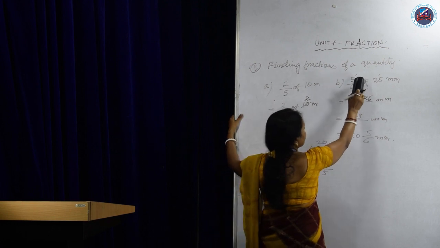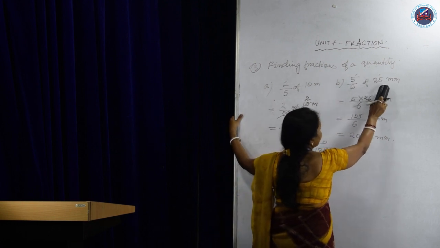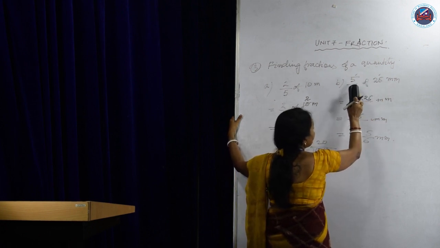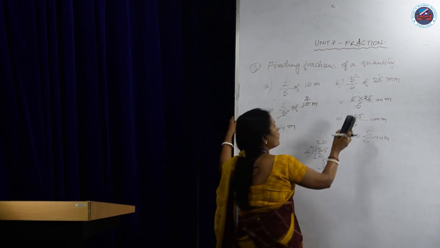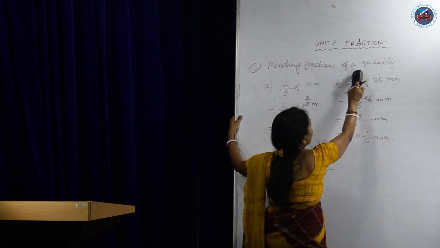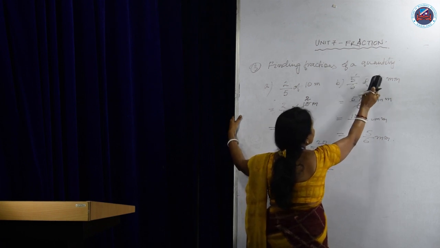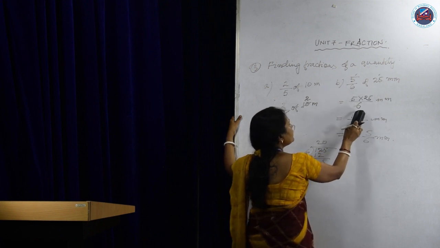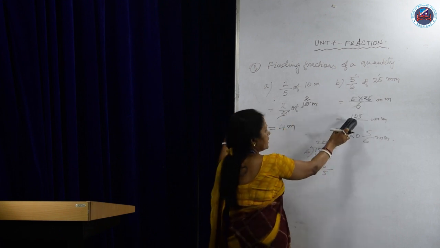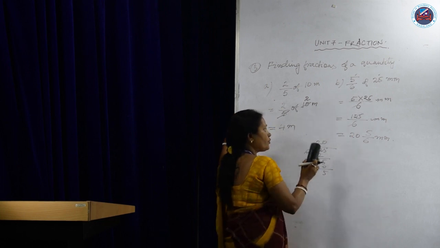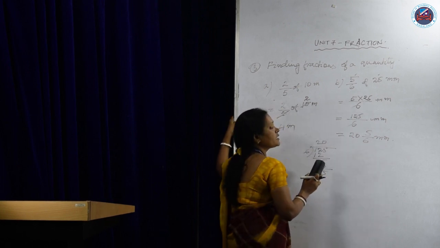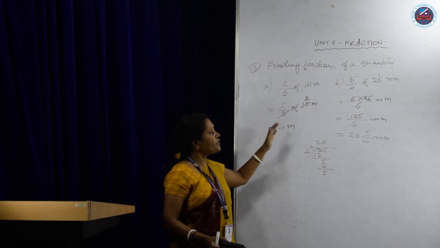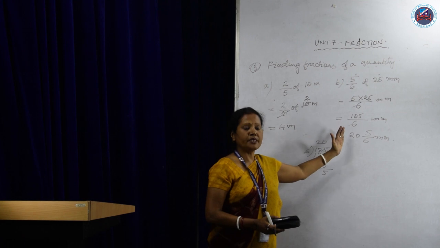Like this question is 5 by 6 of 25 millimeter, where it is not possible to divide 25 by 6. So in that case what you can do is multiply the numerators, that is 5 and 25. As I have multiplied here 5 and 25, I get 125 by 6, which is an improper fraction. So I always tell you, whenever you get your answer as an improper fraction, to convert it into a standard form, always into a mixed fraction.